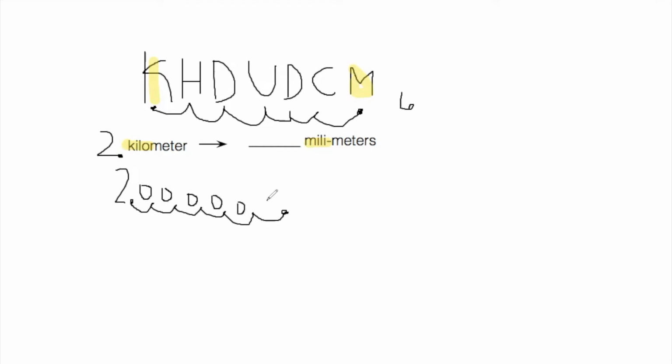So 2 kilometers would become 2 million millimeters, which can be abbreviated with mm.